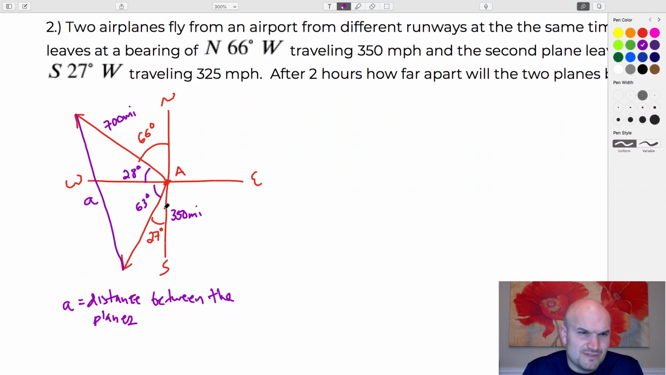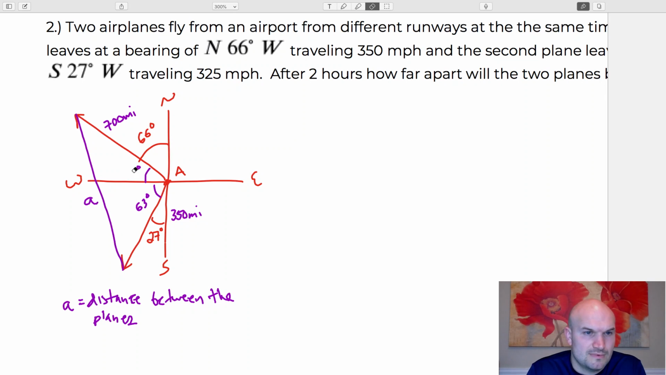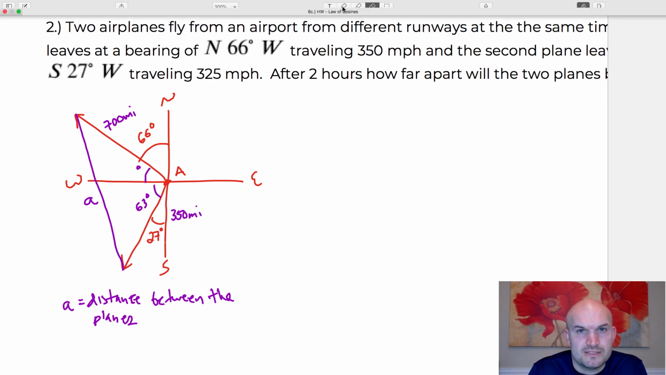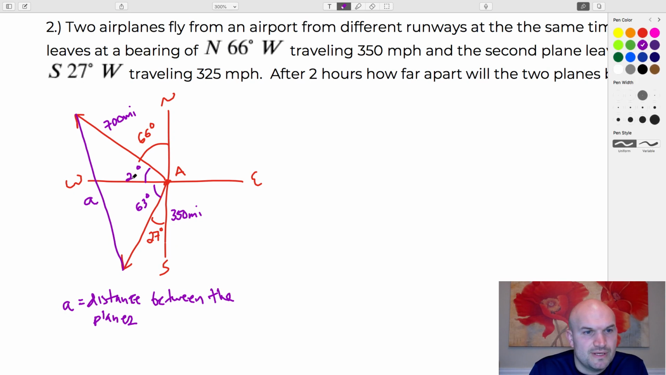That's not 28 degrees. What was I saying? That was 24 degrees. What the heck was I doing? Okay, so let's rewrite that. No. That's going to be 24 degrees. All right, so there's the information.